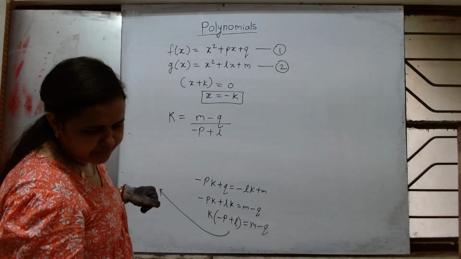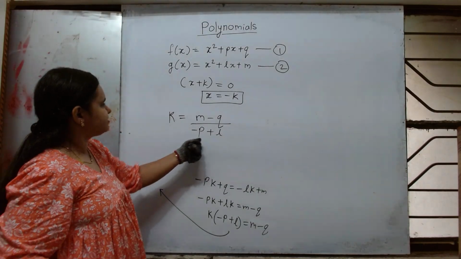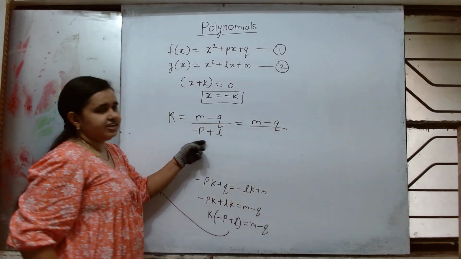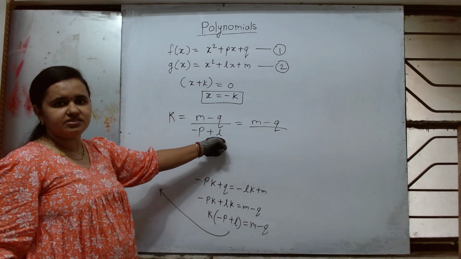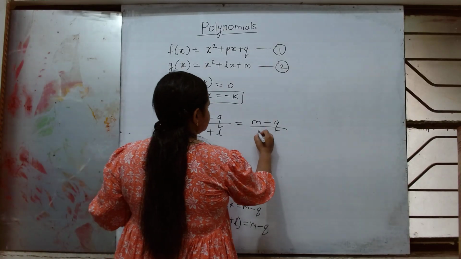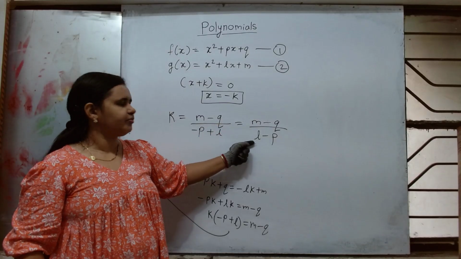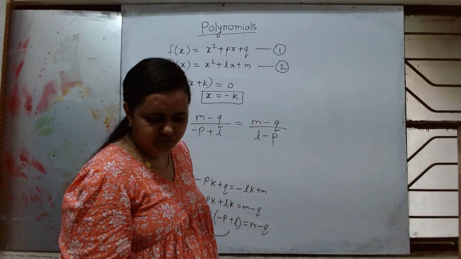Options are given: m minus q upon L minus p. Yes, here it is m minus q upon minus p plus L. We can also write it as L minus p. We have got the value of k as m minus q upon L minus p. That is option 4. Okay.